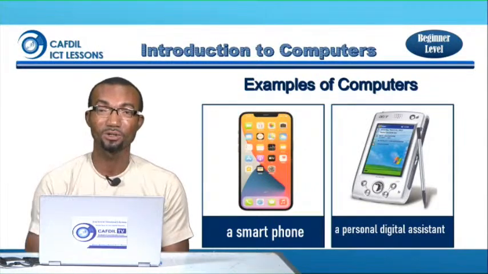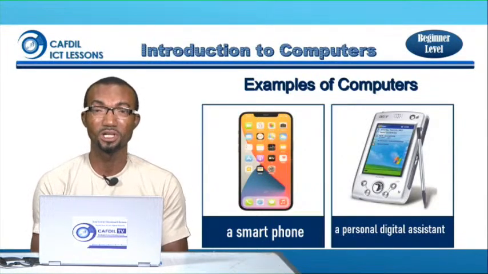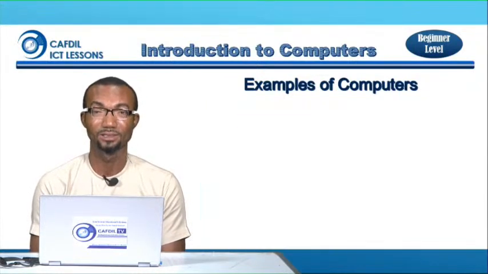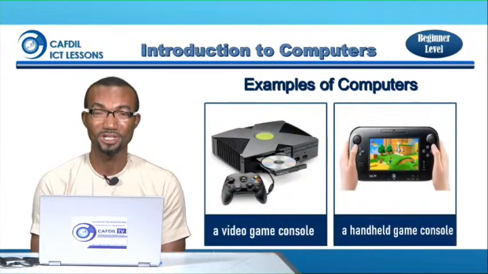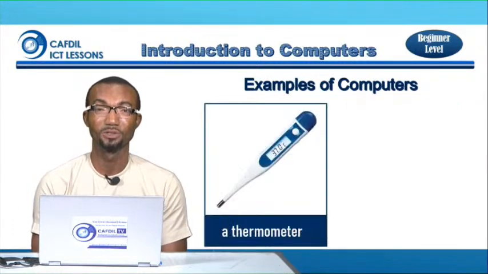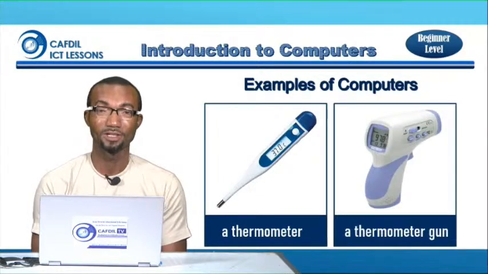and this one cannot be used to make calls, but it can be used to send mails and do a whole lot of tasks. We also have a video game console, for those who like computer games, and the smaller sizes are the handheld game consoles. So these are all examples of computers. We also have the thermometer. We have the smaller one and the thermometer gun, and this thermometer gun is very common these days because we started experiencing COVID.